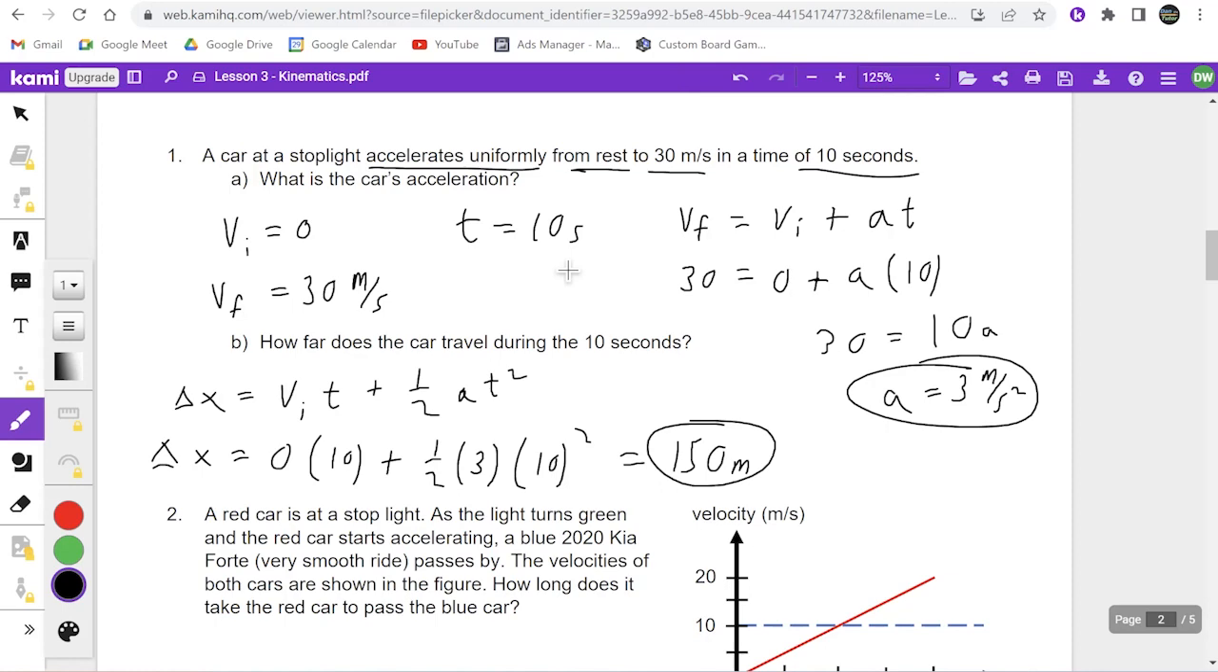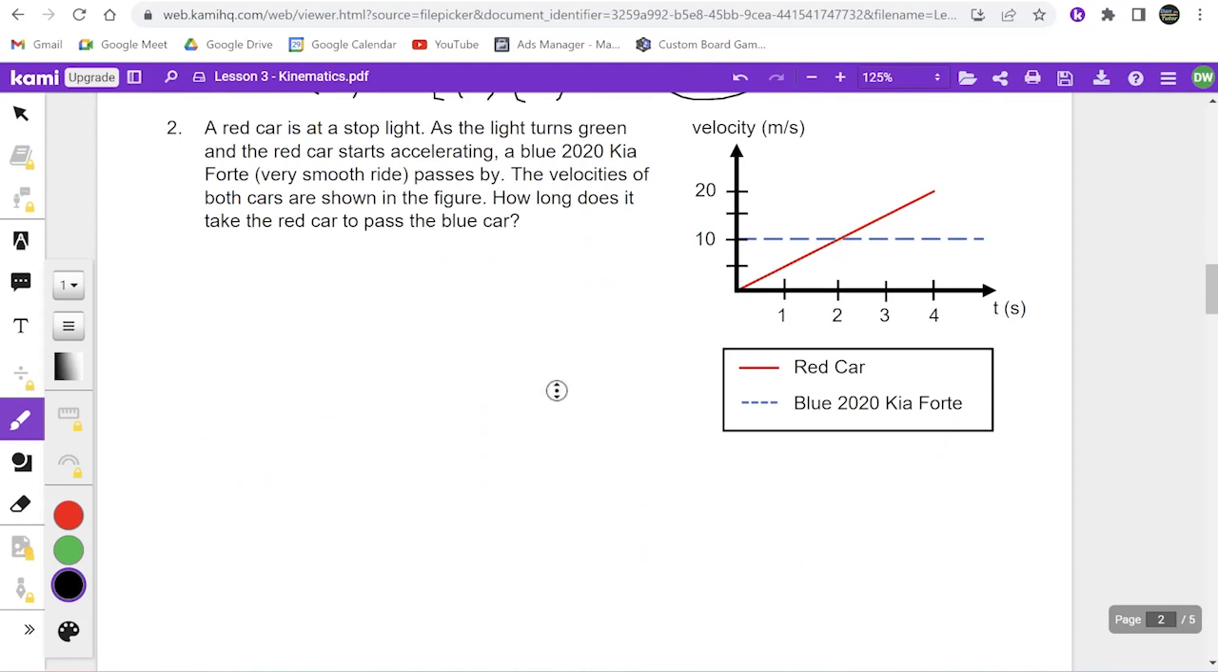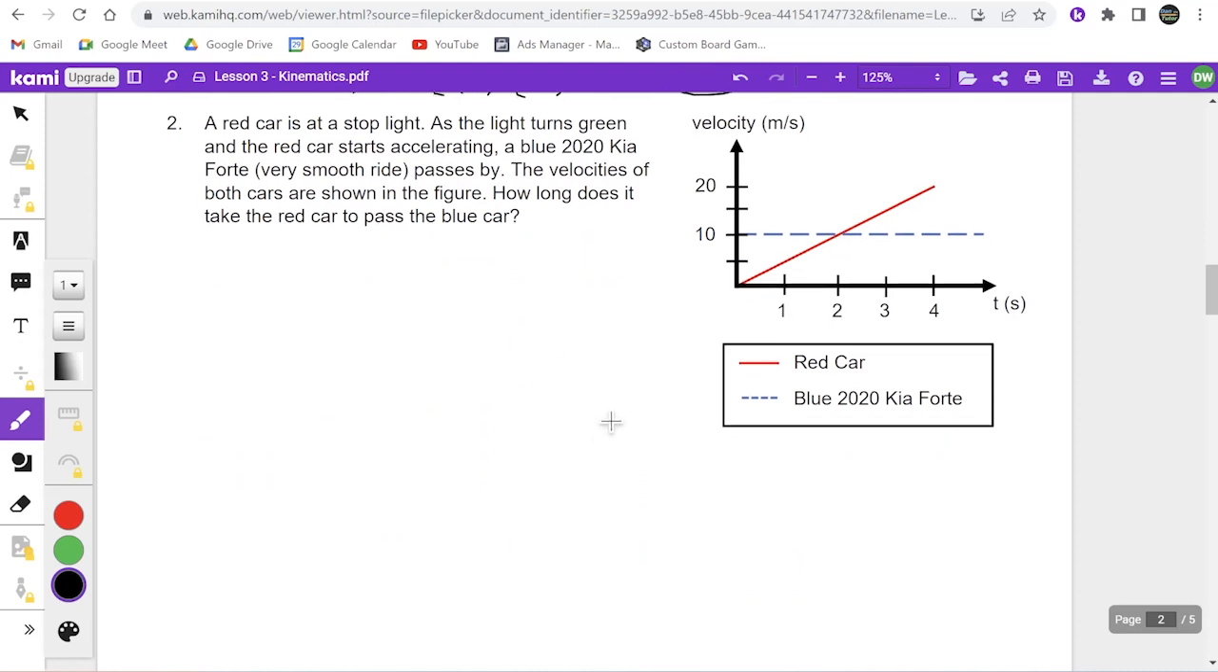Then in that case, we're on to number two. Number two, in my opinion, is the hardest question of the night unless you know how to do it. Now, I'm going to do it the hard way first, and then I'll show you an easier way afterwards. A red car is at a stoplight. As the light turns green and the red car starts accelerating, a blue 2020 Kia Forte, very smooth ride, if you remember, that was a reference to last week, passes by. The velocities of both cars are shown in the figure. How long does it take the red car to pass the blue car?